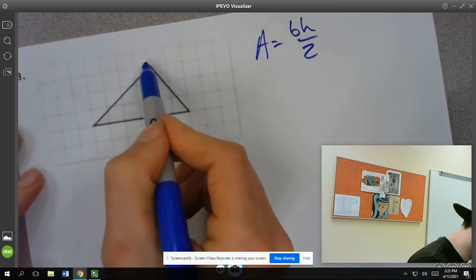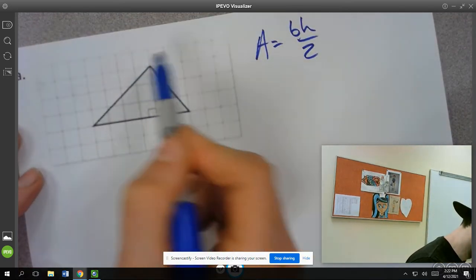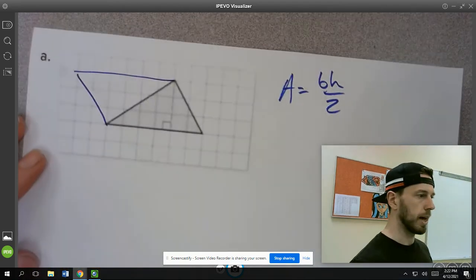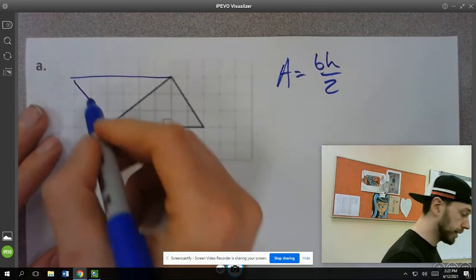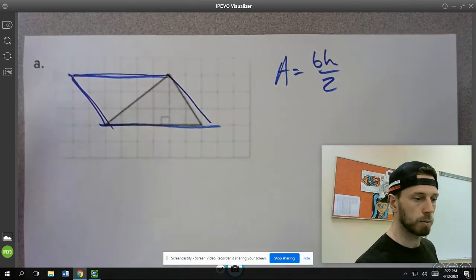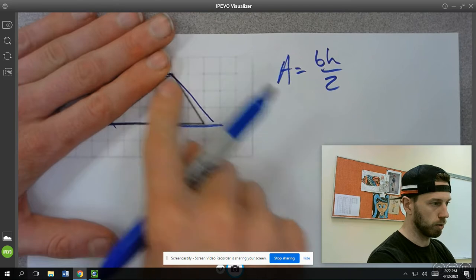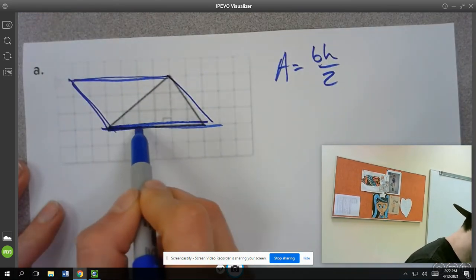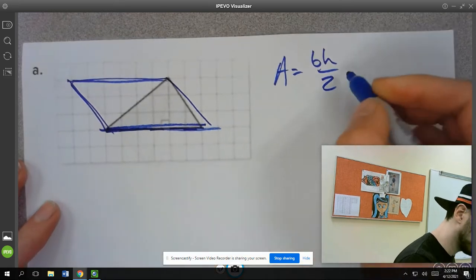Okay, so now if this was a full parallelogram, I believe it would look like this. It looks something like that, maybe a full parallelogram. So what we'll do is we'll find the area of this whole parallelogram, and then we'll just cut it in half so we get rid of this part, and we only find the area of this piece. So we need the base, which is the distance across here, which is 1, 2, 3, 4, 5, 6 across.